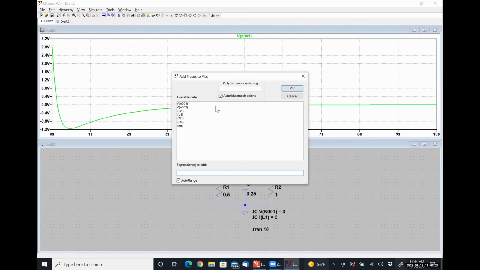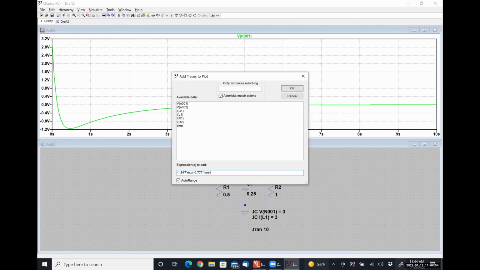All right. So we add traces, and down here where it says expressions to add, I can type in my expression, right? So I had negative 1.847 times exp of negative 0.777 multiplied by time.